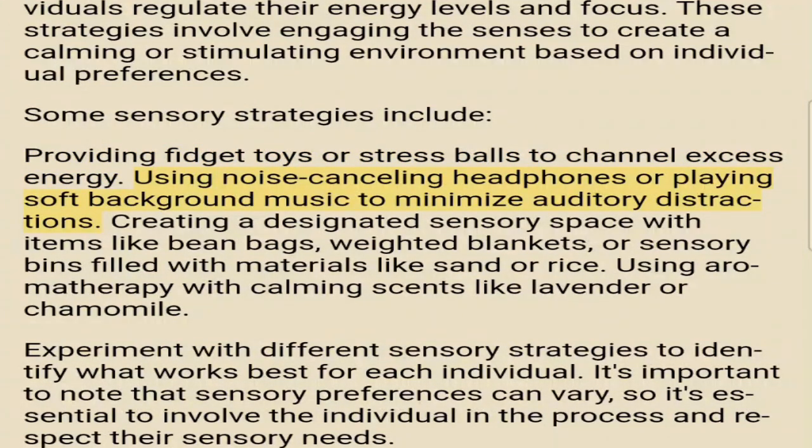soft background music to minimize auditory distractions, creating a designated sensory space with items like beanbags, weighted blankets, or sensory bins filled with materials like sand or rice, using aromatherapy with calming scents like lavender or chamomile. Experiment with different sensory strategies to identify what works best for each individual. It's important to note that sensory preferences can vary, so it's essential to involve the individual in the process and respect their sensory needs.